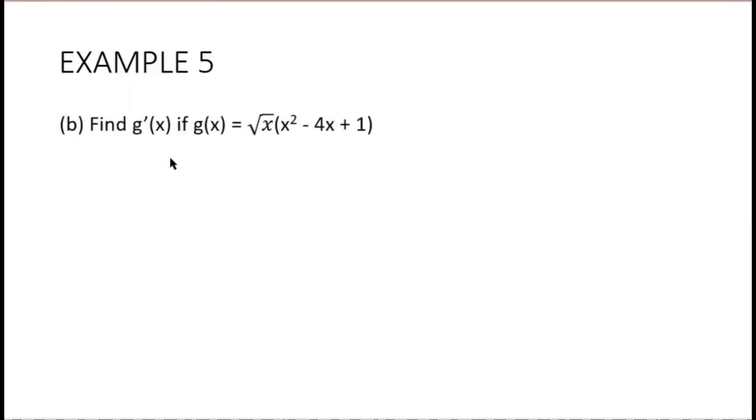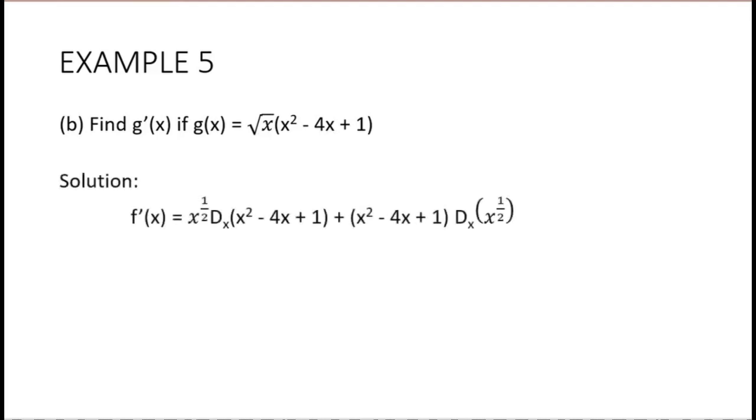Okay, example B of product rule. Find the g prime of x if a given g of x equals the square root of x times the x squared minus 4x plus 1. So by definition, we have the g prime of x. Ano to? G prime of x ito. Kasi yun ang ating target eh.